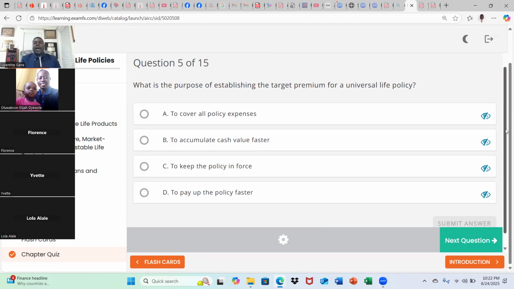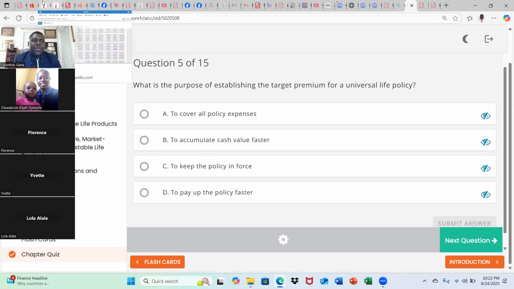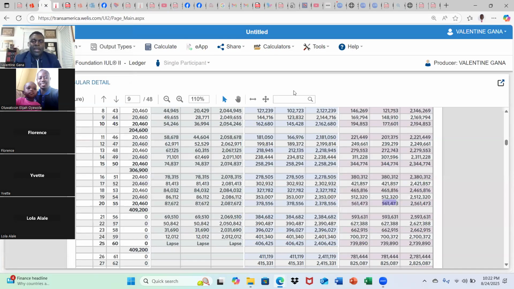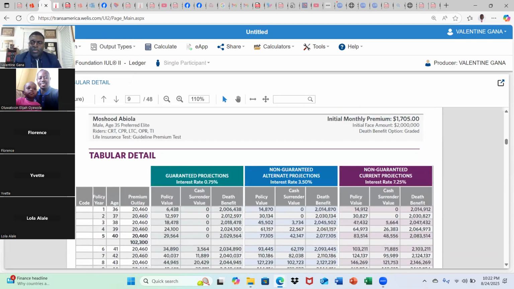Okay. So remember, I ran this illustration about a universal life policy, right here. And when I ran this illustration, you saw how it's growing policy value. This is the column for policy value. It's growing policy value right here, and it's growing cash value right here. And when you pay the target premium for the policy, it's intended to grow your policy value, so that if you miss a payment, they'll take it from your policy value and pay your premiums.